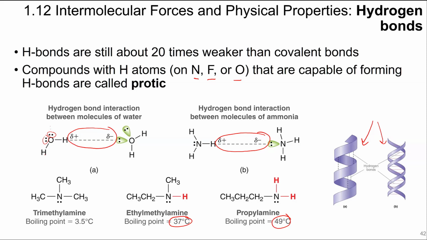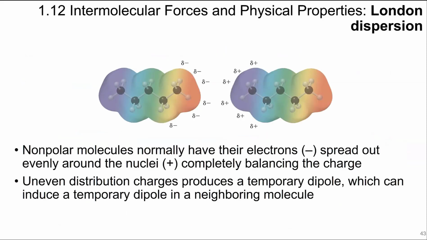For London dispersion, you have non-polar molecules that normally have their electrons spread out all over the place. So this here is 5 carbons bonded together. There's no dipole moment with 5 carbons. Usually it's just going to be a neutral molecule.